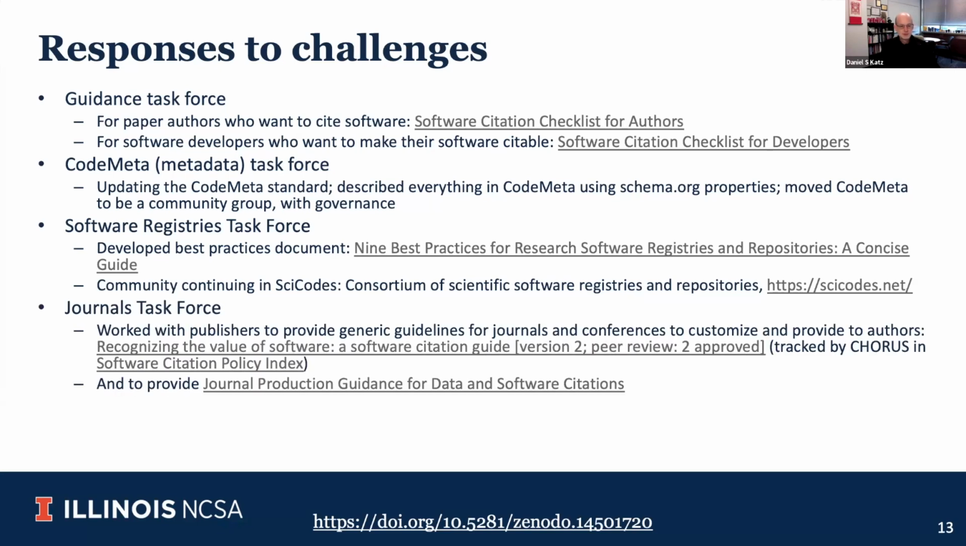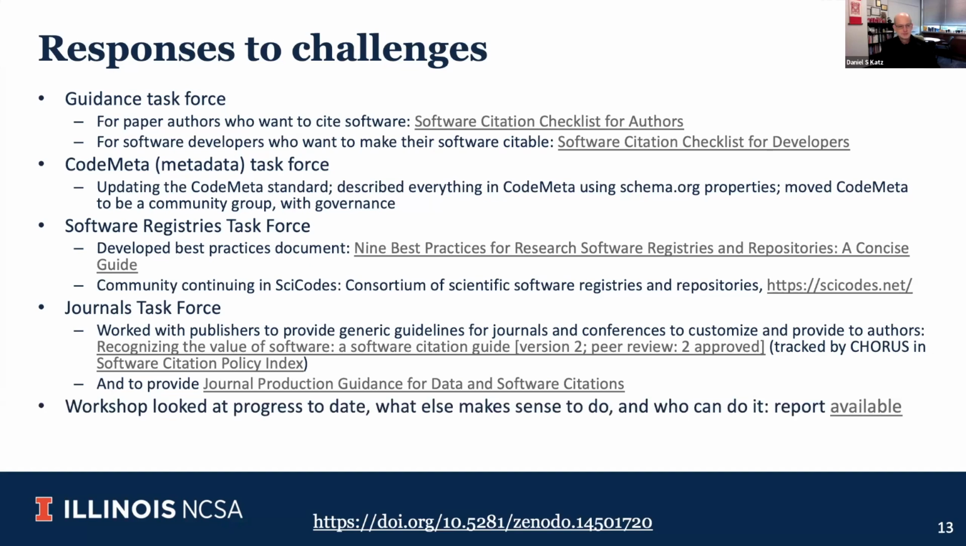We had a journals task force that worked with publishers to provide generic guidance for them and conferences as well to customize and then provide to authors. And so we published some work on that, and then Chorus is tracking some of that work in their index. We also provided information to journals on how to handle data and software citations in the production process, because it turned out that a number of issues happened and that data and software citations were being submitted by authors, but they weren't actually making it all the way through the process to indexers.